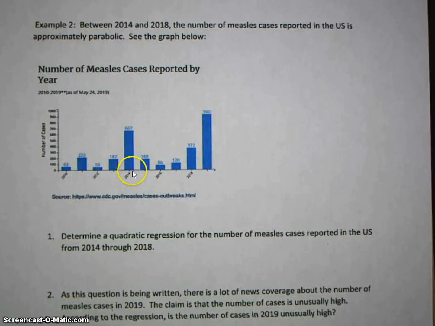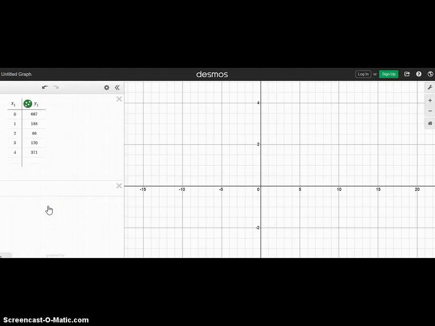Okay, so I'm going to call 2014 year 0, and I need that number, which looks like it's 667. And then year 1, year 2, year 3, and year 4. So I have to read the graph and get all those numbers. And then I'll enter that data into Desmos. So I've entered that data, but I don't see the graph because I have a poor window. So I need to change my window.